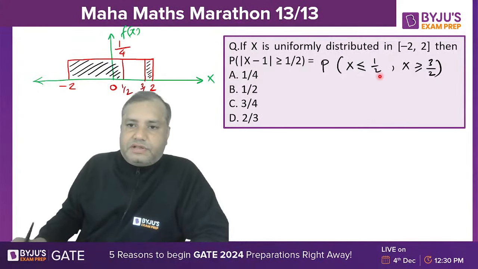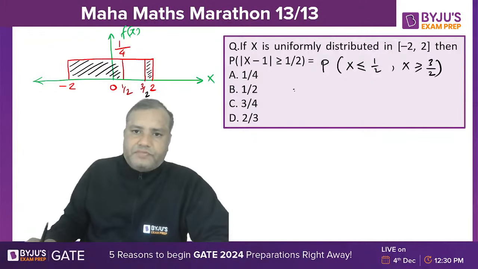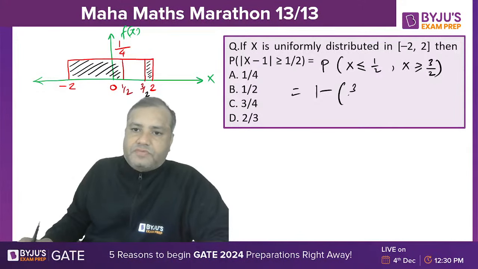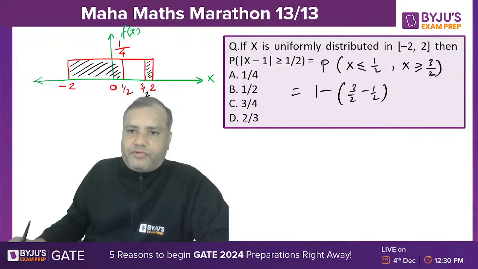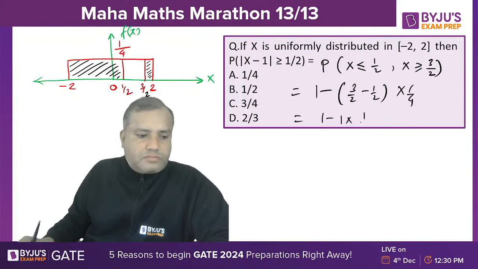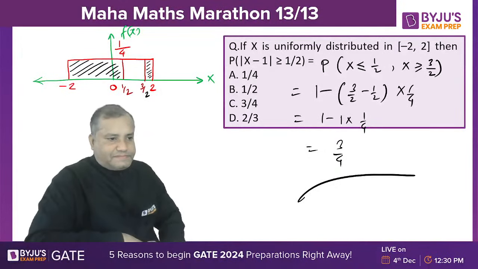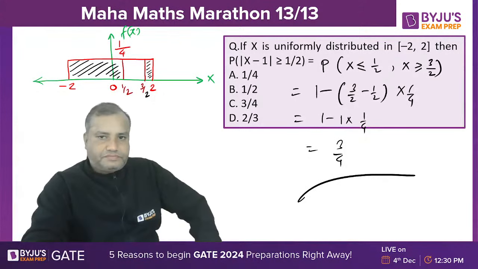So students, we want this probability. Either you calculate this shaded area or you do one thing: 1 minus the unshaded area. The unshaded area has width 3 by 2 minus 1 by 2 and height 1 by 4. So 1 minus (3 by 2 minus 1 by 2) times 1 by 4, so 3 by 4 should be our final answer. That's it. All fine? Yes, sir. Next.